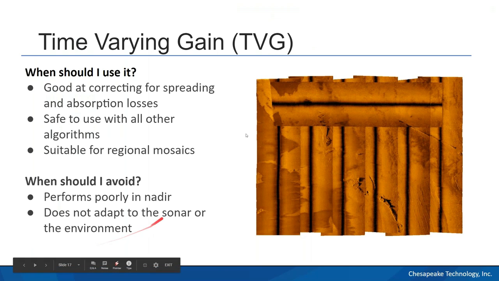So let's go back to our presentation here. When should you use TVG? Well, it's good at correcting for spreading and absorption losses. That's what we saw on the outside. It's safe to use with all the other algorithms because the same laws apply to every single ping. You can apply it when you're doing mosaics, or you can do it when you're doing target detection. And it is suitable for regional mosaics, but you will wind up with areas of the sonar signal that are not compensated for. Anything that's not well modeled by absorption or spreading doesn't get fixed using TVG. So it performs poorly at nadir, and it does not adapt to your sonar or the environment that you're working in.